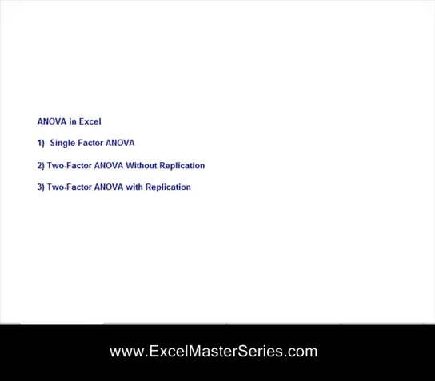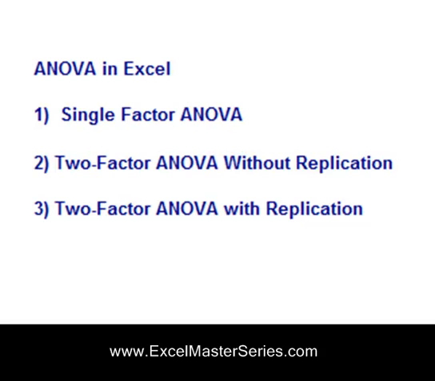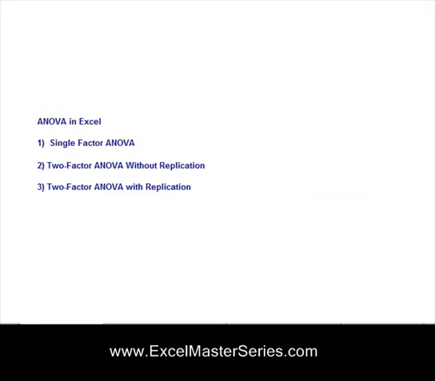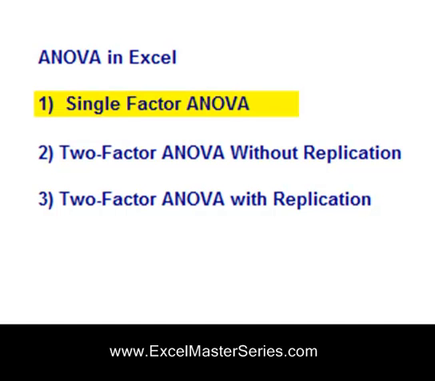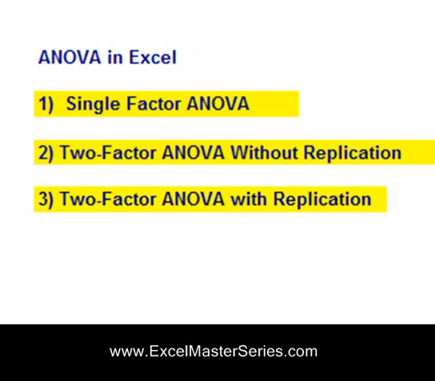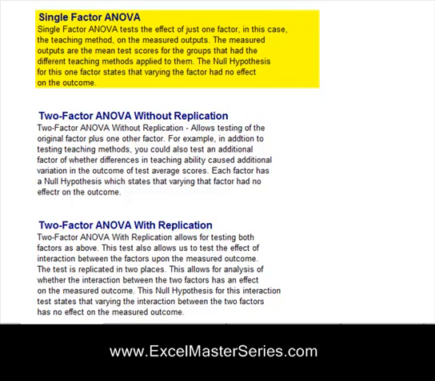Now, ANOVA stands for Analysis of Variance, and ANOVA is a test to determine whether three or more different treatments or methods had the same effect on a population. ANOVA tests the null hypothesis, and the null hypothesis states that varying that factor or treatment has no effect on the output. The three different types of built-in ANOVA in Excel are single-factor ANOVA, two-factor ANOVA without replication, and two-factor ANOVA with replication, and that's what we're going to use today. So let's take a closer look at each one of those types of ANOVA.